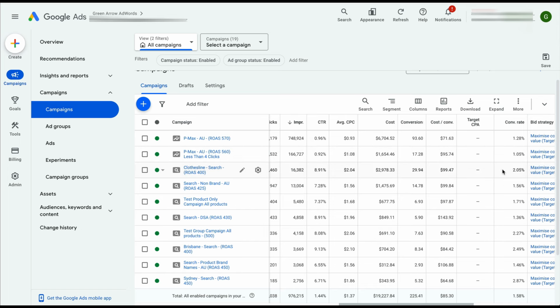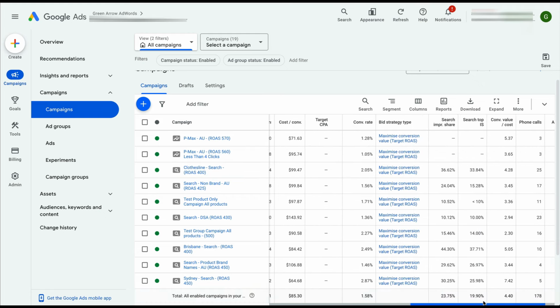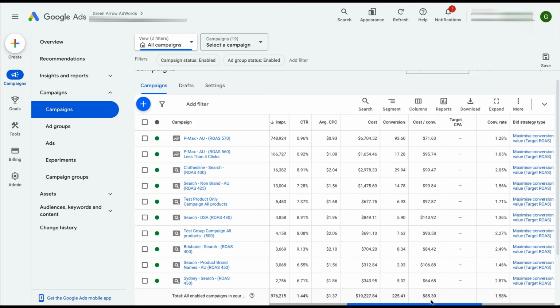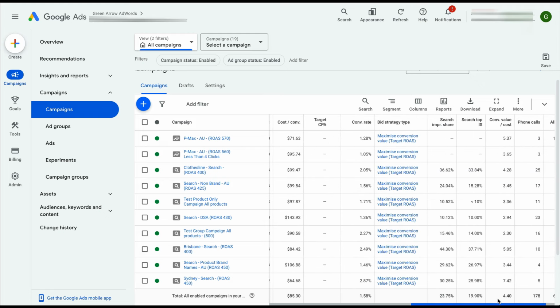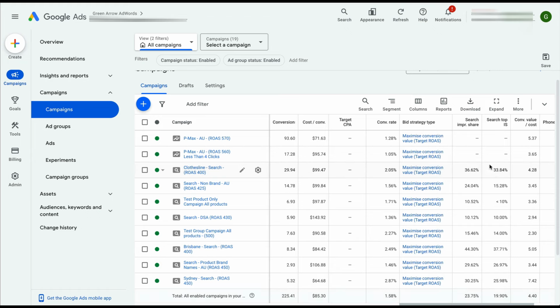The conversion rates here of the search campaigns are pretty average, I would say, but with an e-commerce store, it's all about ROAS. So if we scroll here, we can see our conversion value divided by cost is our ROAS metric.